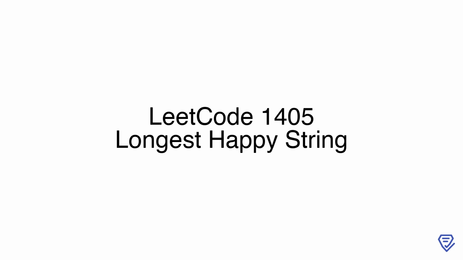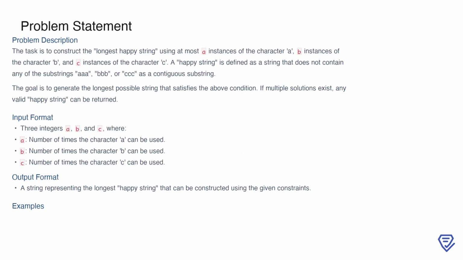Welcome! In this session, we're going to dive into an exciting problem from LeetCode, problem number 1405, titled Longest Happy String. We'll explore the challenge, break down the approaches to solve it, and highlight important concepts along the way. Let's get started. In this problem, we are tasked with constructing the longest possible happy string using a given number of A's, B's, and C's.